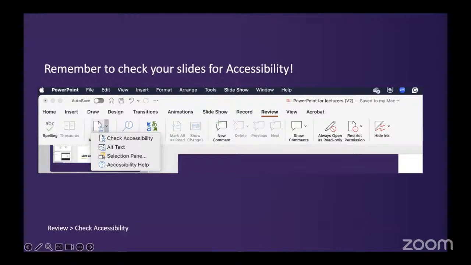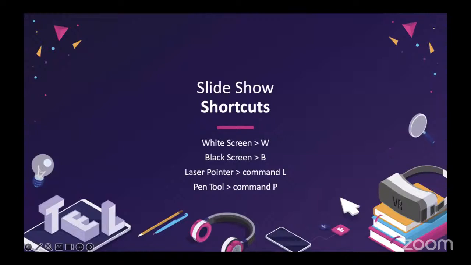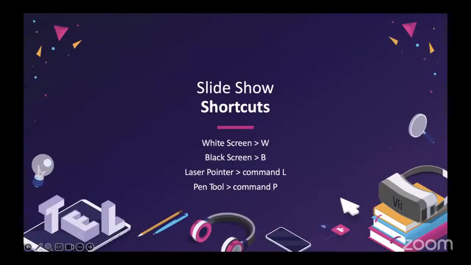And there's a couple of other programs that you can do the same. So just a couple of shortcuts. If you want to make your screen white, press W. If you want to make your screen black, press B, and then your laser pointer and your pen tool.